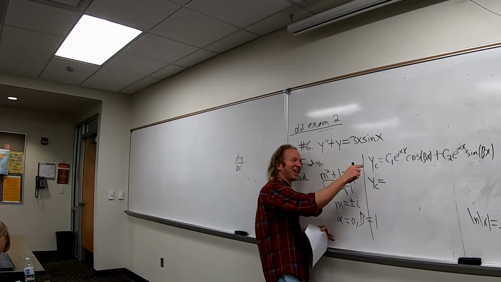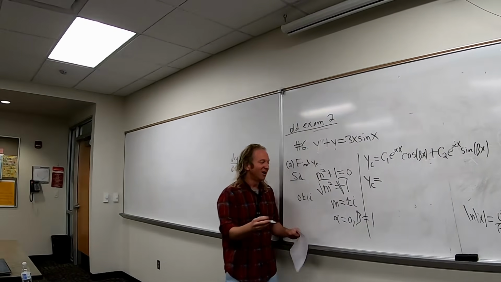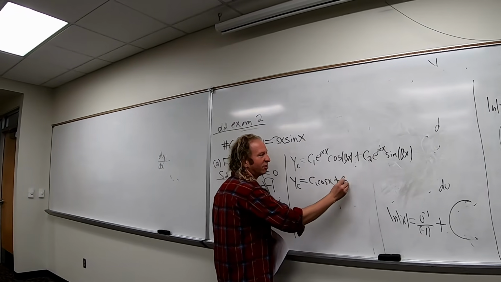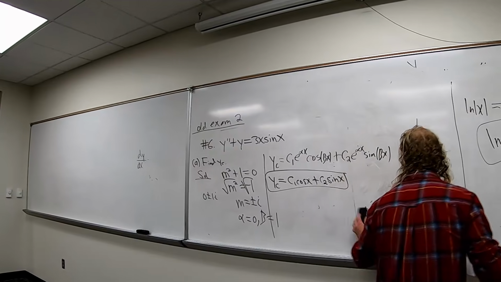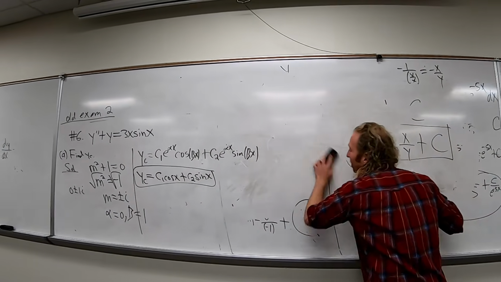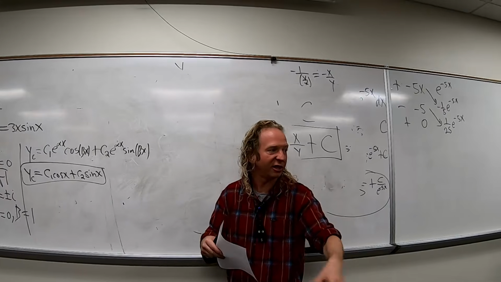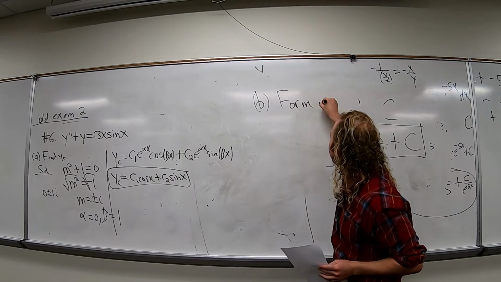Sorry, so bad. So e to the 0 is going to be what? What happens to that? 1. That's 1. So you just get c1 cosine x plus c2 sine x. That's it. So that's part A. And then part B, we have to find the form of yp, and that's it. You don't have to actually solve the DE. Yeah, because it's time issues, right? So form.